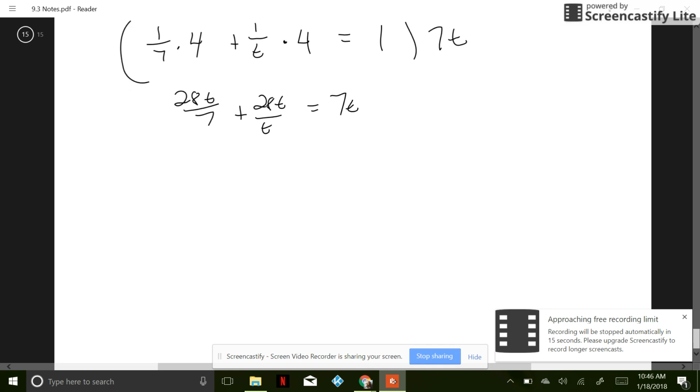Solving this out, you should eventually come up with t is equal to 28 over 3, which is about 9.3 hours, or 9 hours and 20 minutes for Laura to clean the tank by herself.